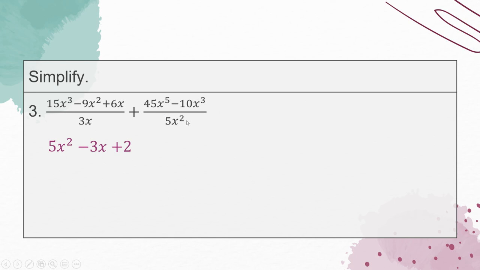And then dividing on the next fraction, 45x to the fifth divided by 5x squared would give us 9x cubed. We divide the coefficients and we subtract the exponents. And then negative 10x cubed divided by 5x squared would give us negative 2x. 3 minus 2 is 1. There's an understood 1 exponent here. Next, we will combine like terms. We only have one x cubed term, so I'm going to write that first. We only have the 1x squared term, so that would be next. But then we can combine our minus 3x and minus 2x to get minus 5x. And then lastly, bringing down the constant term of plus 2.